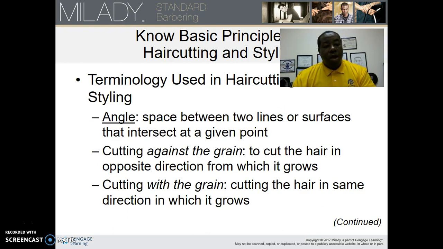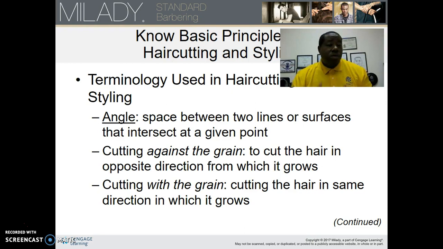As we continue to move along, it talks about more terminology when it comes to hair cutting and styling. Angles. Angles are very, very important. The definition of an angle is the space between two lines that intersect at one given point. You're going to have to know different cutting angles when it comes to using your different tools and implements. What's the difference between cutting against the grain and with the grain? That's listed here as well. Cutting against the grain is cutting against the way the hair naturally grows. Cutting with the grain is cutting it with the way the hair grows.